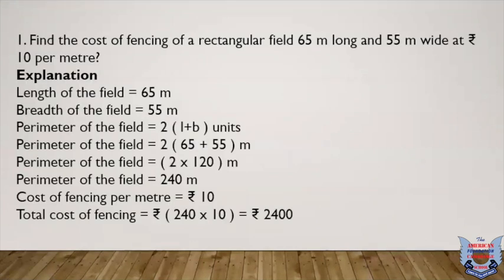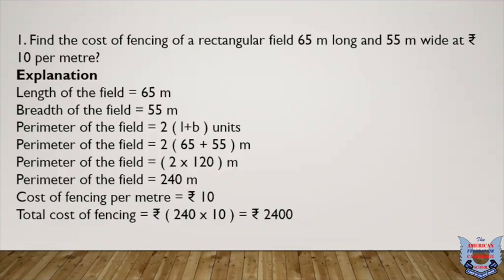Okay, so find the cost of fencing of a rectangular field 65-meter long and 55-meter wide at Indian 10 rupees per meter. So what you will do is you have the length, you have the breadth, you have to find the cost of fencing of a rectangular field. So you'll just add all the sides to get the length of the total field.